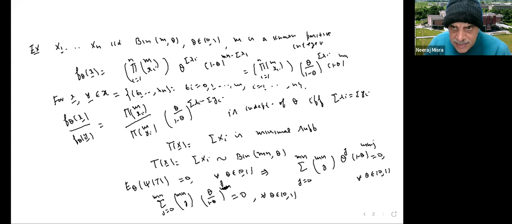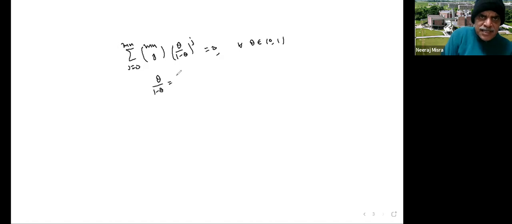Let me use the next. See, so what I have got is summation j is equal to 0 to mn, psi j, mn choose j, theta upon 1 minus theta to power j is equal to 0 for every theta belonging to 0, 1. Let me write theta upon 1 minus theta as t.